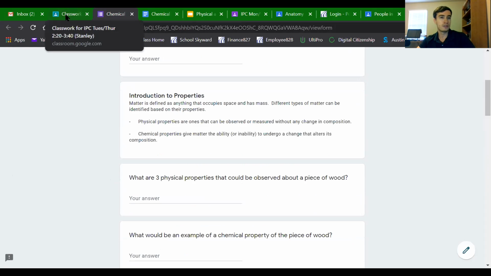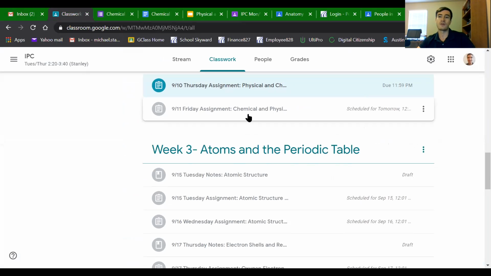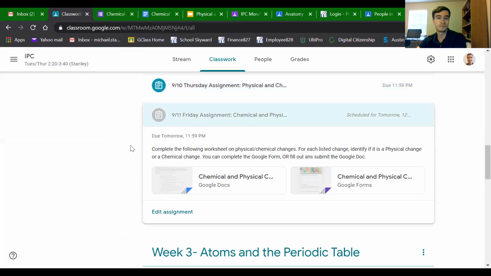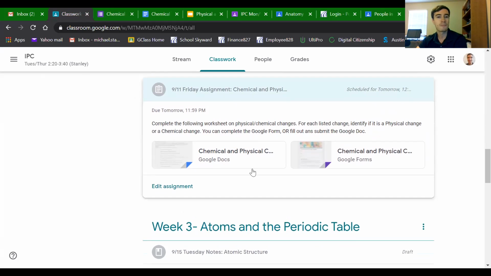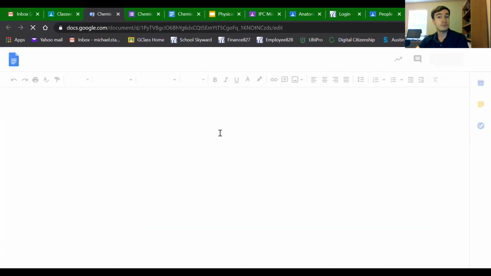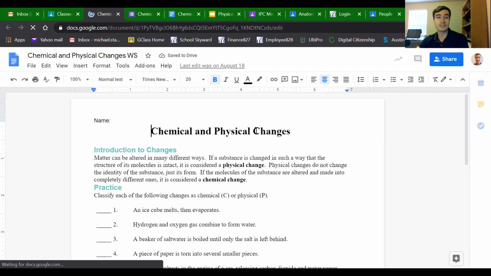The assignment for tomorrow is extremely similar. So it's not posted for you guys yet. It'll post at midnight tonight. And again, make sure you do this tomorrow so that you can get your attendance credit, since we don't have Zoom class. It's basically the exact same thing, only now, instead of classifying properties, you're classifying chemical and physical changes.